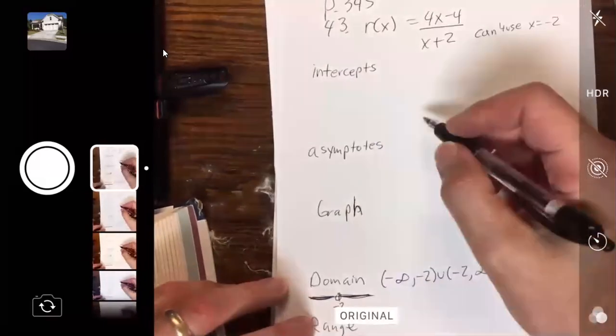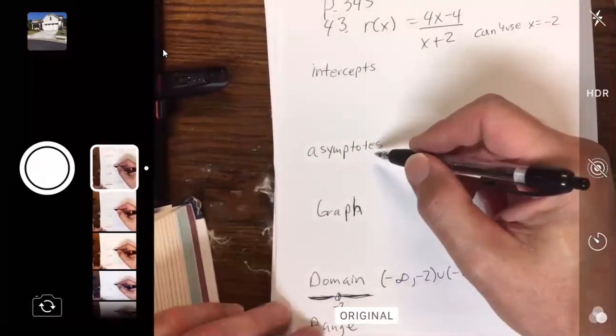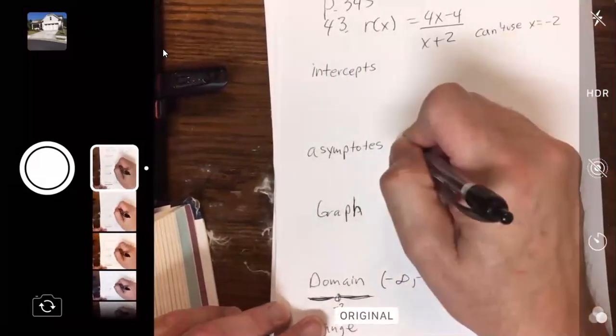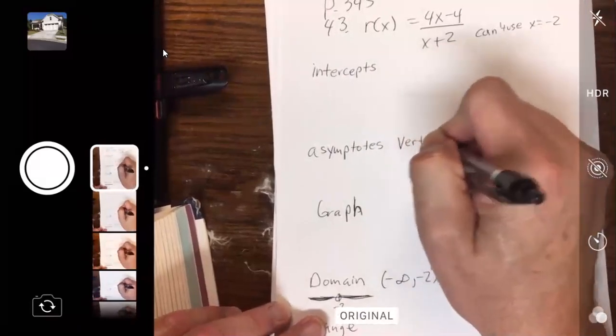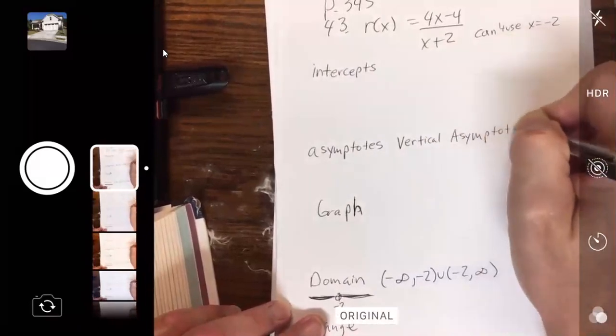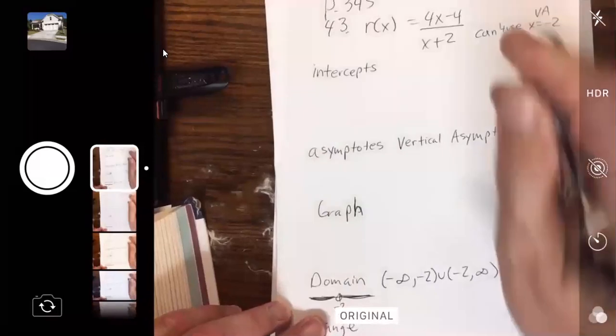And see, domain and vertical asymptote are basically the same thing, meaning you can't use x equal -2, so that's your vertical asymptote. Your vertical asymptote is x equal -2. This is your vertical asymptote.